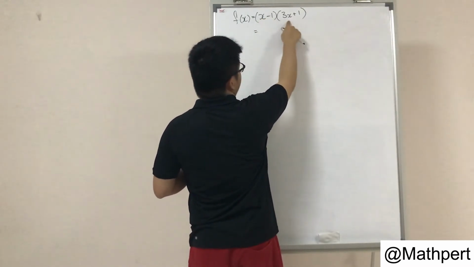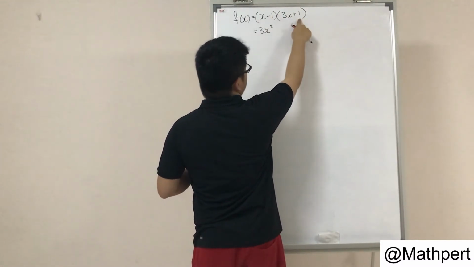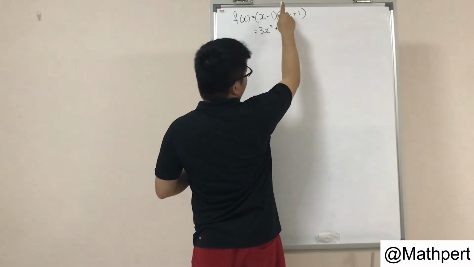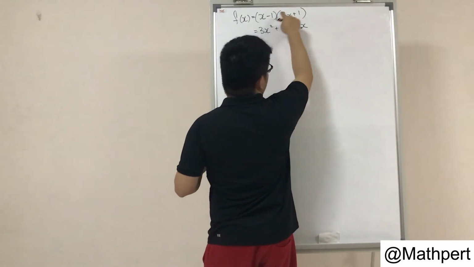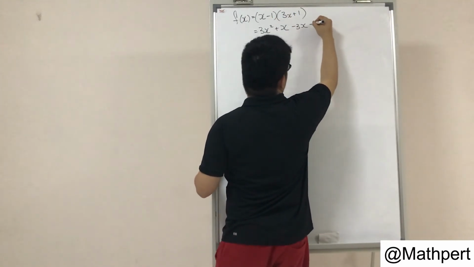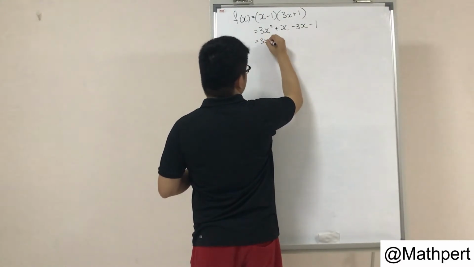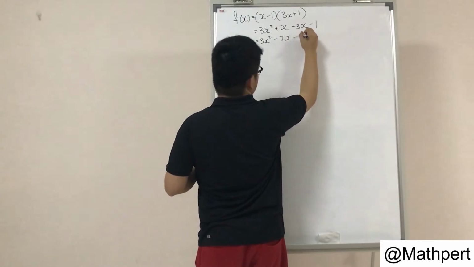x multiplied by 3x will be 3x squared. x multiplied by plus 1 is positive x. Negative 1 multiplied by 3x will be negative 3x. Negative 1 multiplied by positive 1 will be negative 1. So it will become 3x squared minus 2x minus 1.